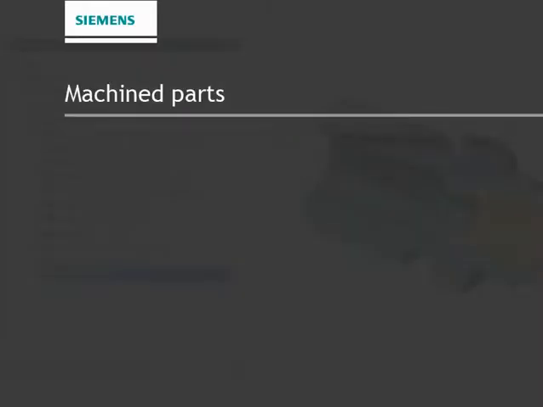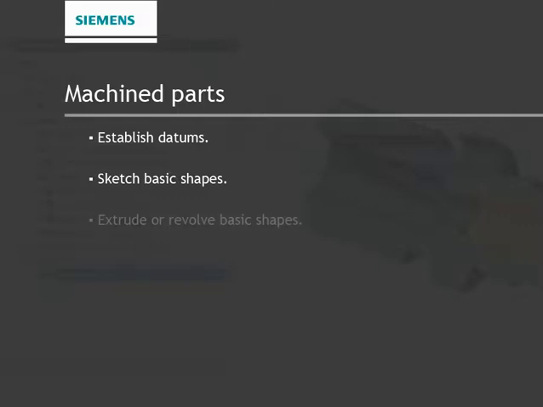To summarize, you typically design machined parts in 4 steps. First, establish key datums. Second, sketch basic shapes. Third, extrude or revolve those basic shapes to add and subtract material. And finally, add detailed features.